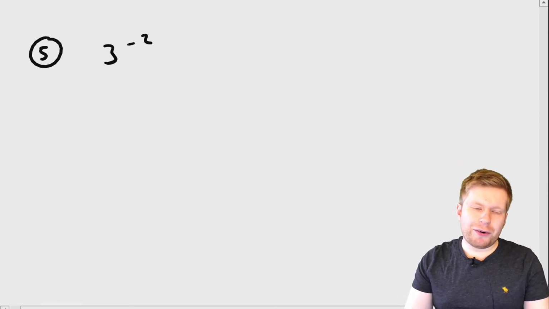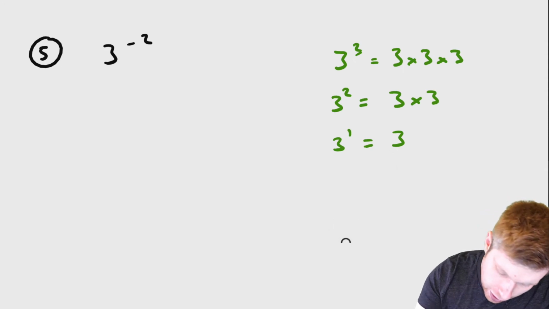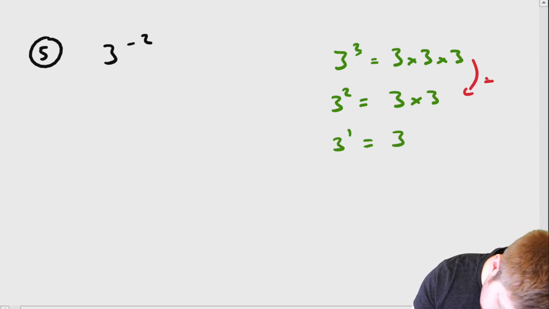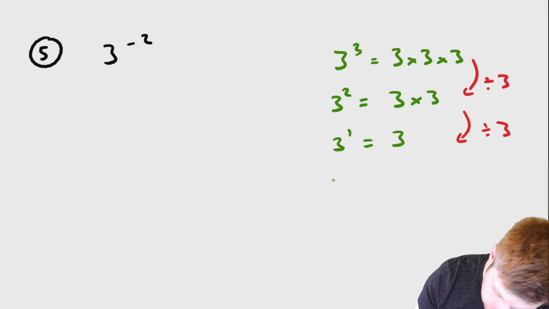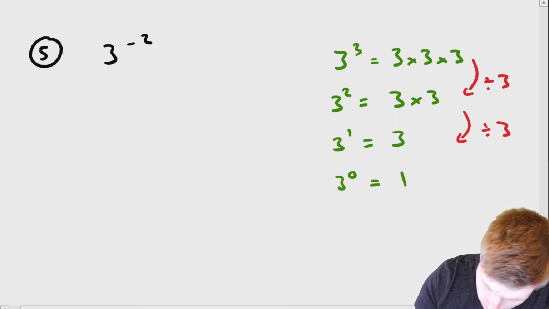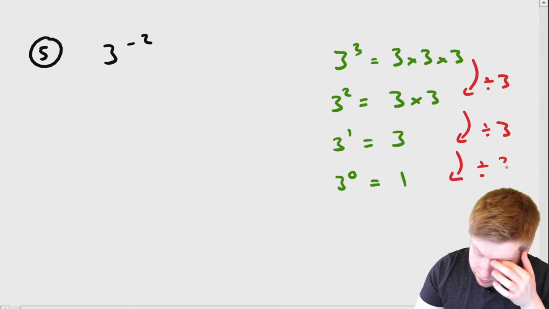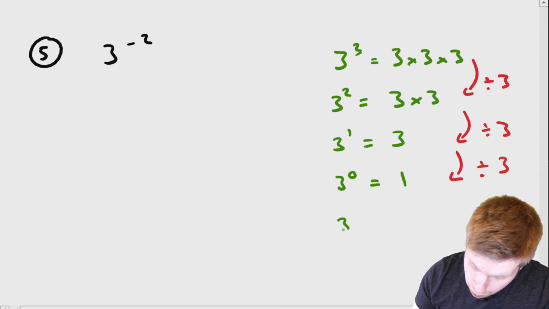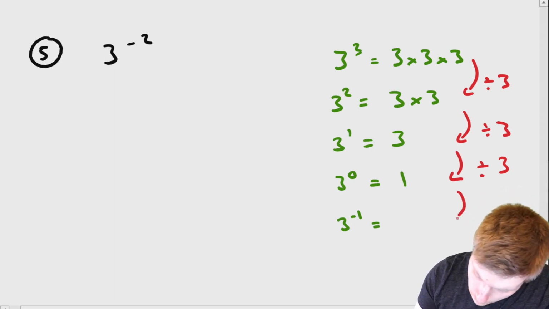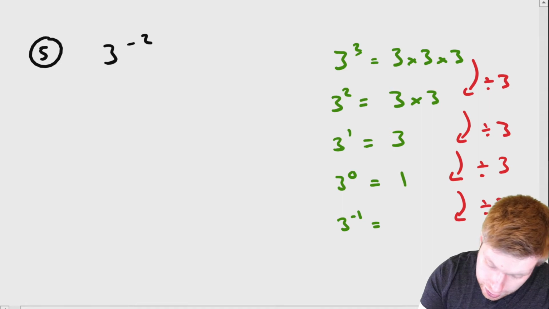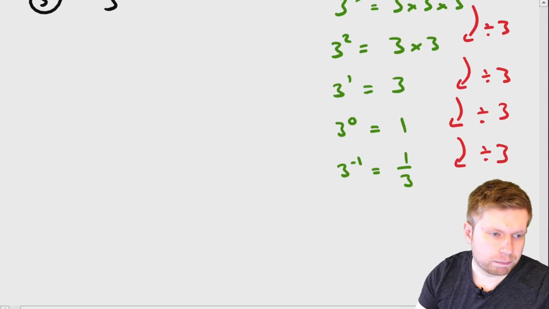All right, let's have a look at this. Let's bring my pattern down. Every single time I decrease the power by 1, I should divide by 3. We've just done 3 to the power of 0, that gives us 1. So let's keep this pattern going. The next one down would be 3 to the negative 1. If I take 1 and divide it by 3, that should give me, guess what? 1/3. 1 divided by 3.